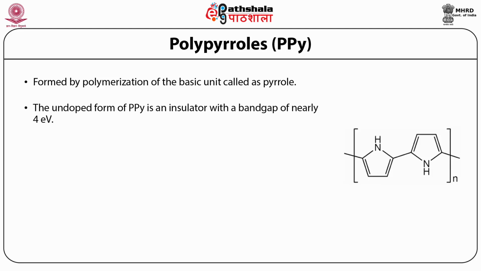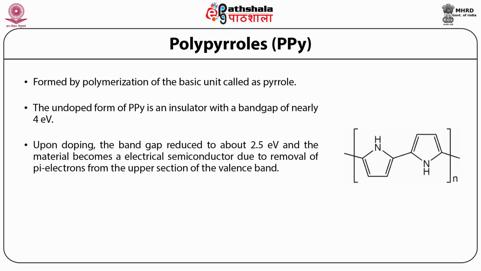Upon doping, the band gap reduces to about 2.5 electron volt and the material becomes an electrical semiconductor due to the removal of pi electrons from the upper section of the valence band. The polaron and bipolaron in polypyrrole extends to 3-4 monomer units of the polymer chain.